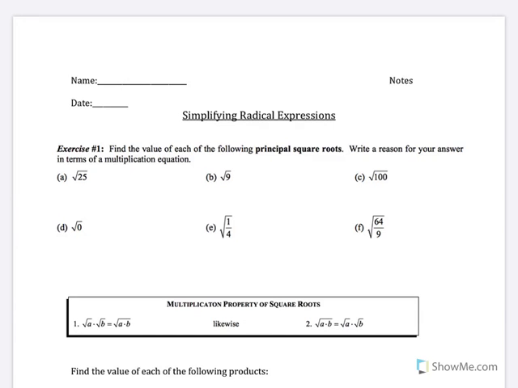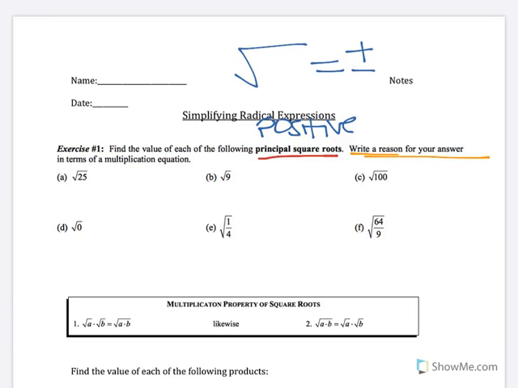So for exercise 1, we need to find the value of each of the following principal square roots. Now, principal square roots means that you're only looking for the positive answers. Normally, when we take the square root of something, we end up with a positive or negative version of that thing. So for the first part, we're just focusing on positive principal square roots. And we're going to write a reason for your answer in terms of a multiplication equation.